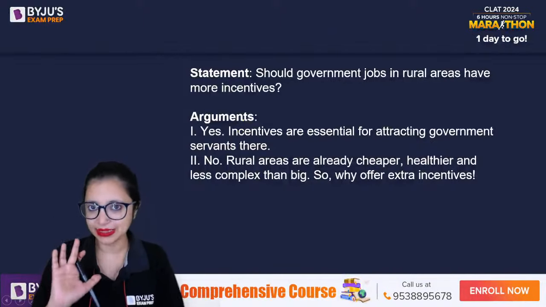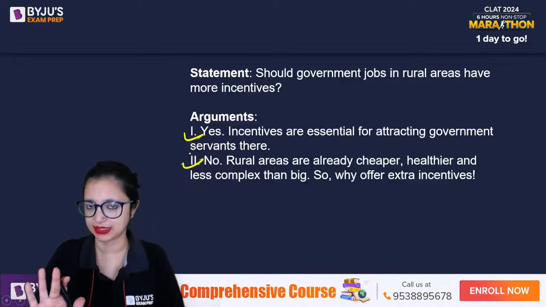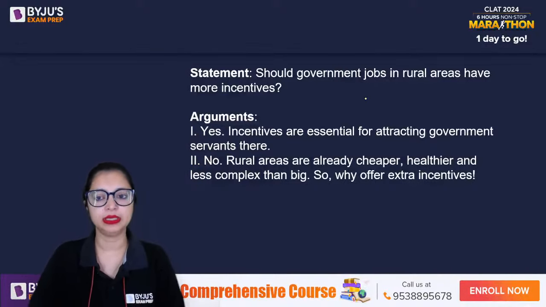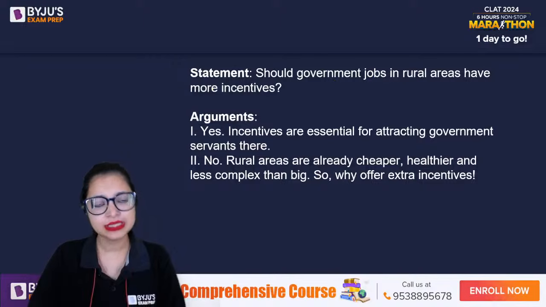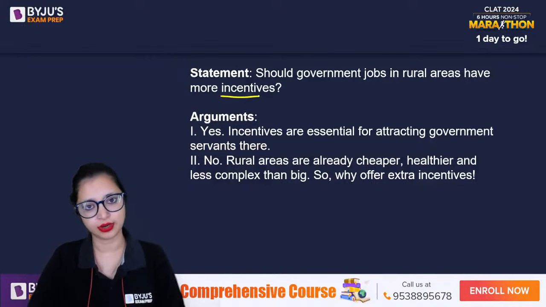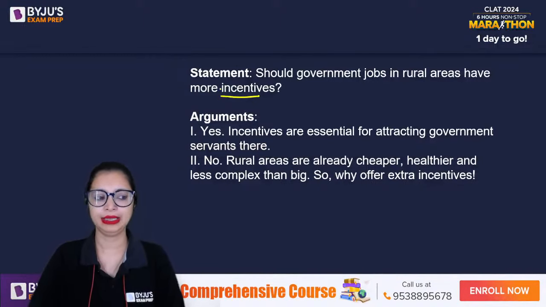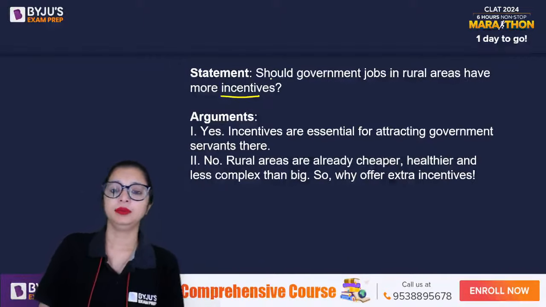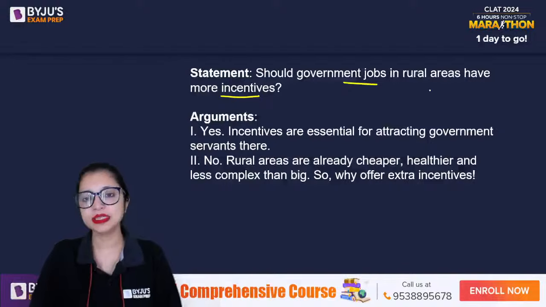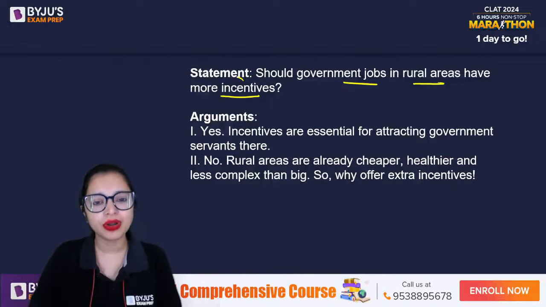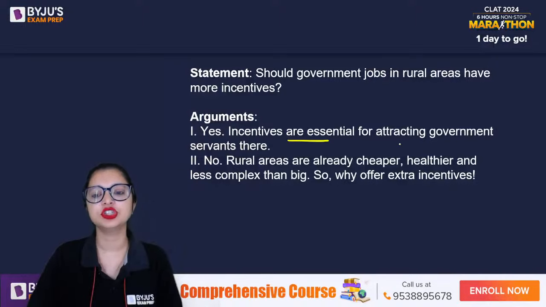Now let me explain the arguments, because a lot of people don't even understand what the arguments are saying. The debatable topic is incentives. The debate is going on in the court, and the judge has to pass a judgment if the government jobs in rural areas should have more incentives. Okay, option 1 says incentives are essential for attracting government servants there.